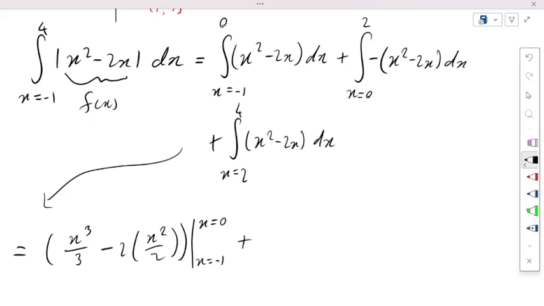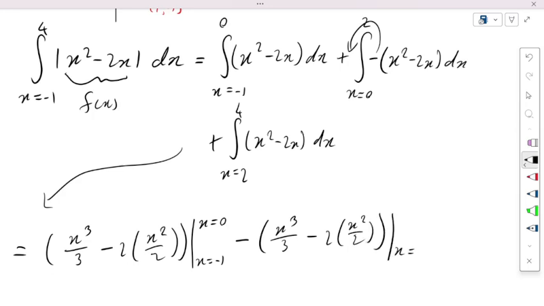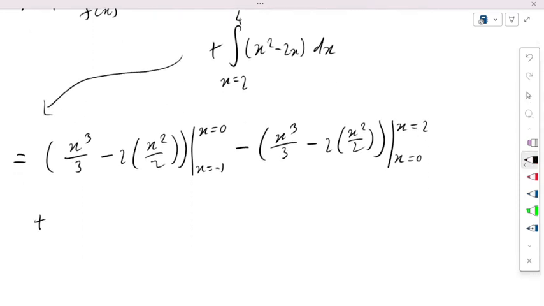And then we're going to add it with the one which was negative, or we can actually just take the negative out and it gives us a minus, right? So we can actually take the negative outside of the integral. And then we basically have the same thing. So we're going to have x cubed over 3 minus 2 into x squared over 2, evaluated at x equals 0 until x equals 2. And then we're going to have plus the same thing, x cubed over 3 minus 2 into x squared over 2, evaluated at x equals 2 until x equals 4.